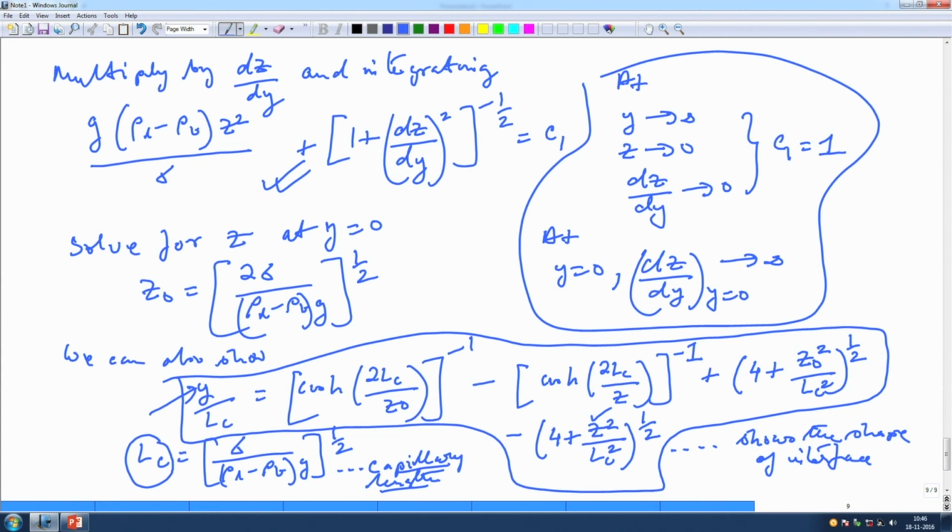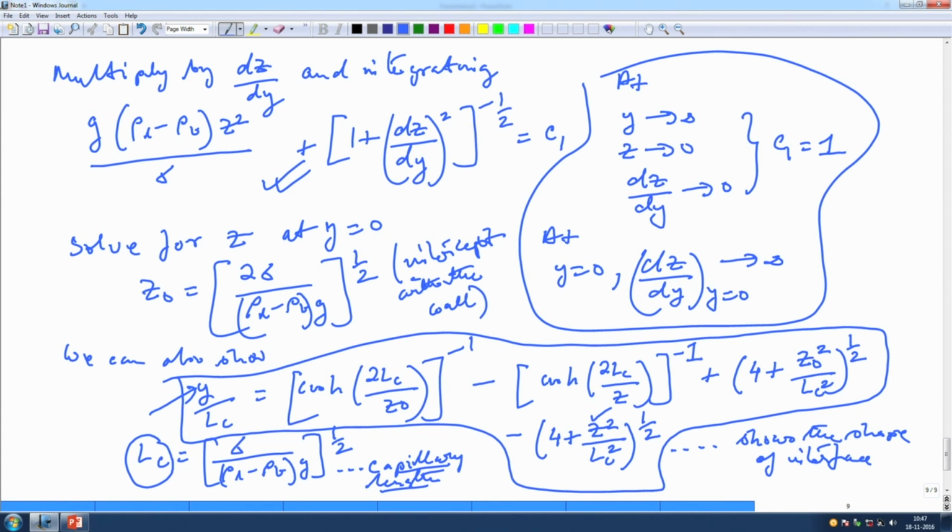So, this is the intercept that it makes with the wall, okay, and this is the dynamic shape of the interface, under steady state conditions obviously. So, there is no interfacial movement as such. Okay. So, what have we done?